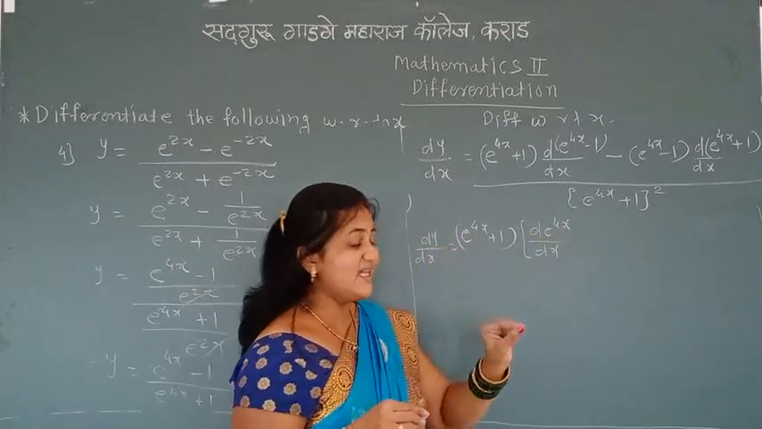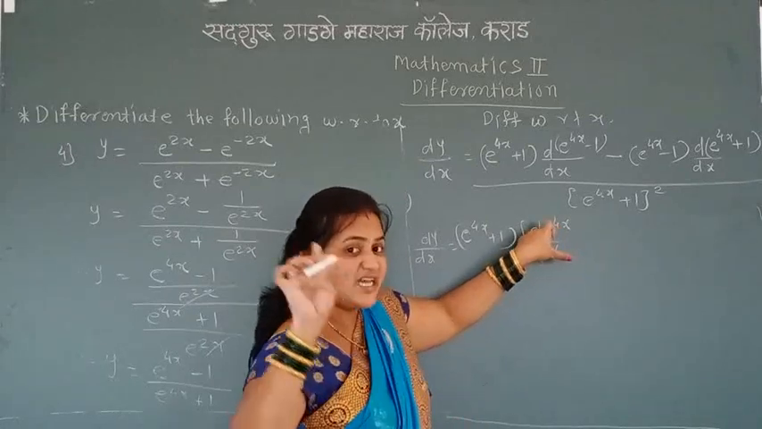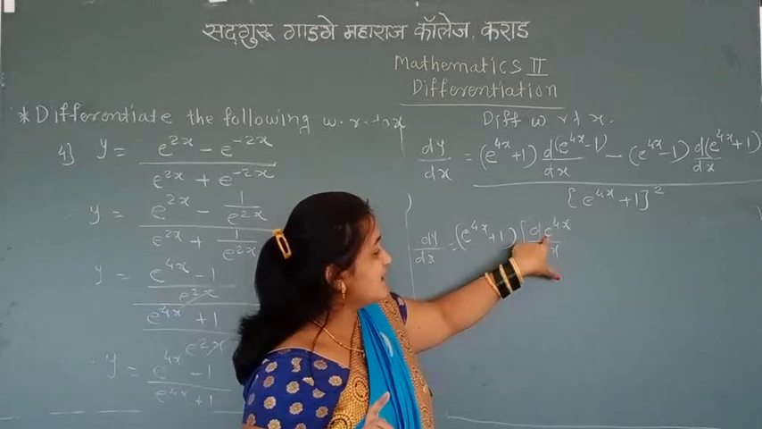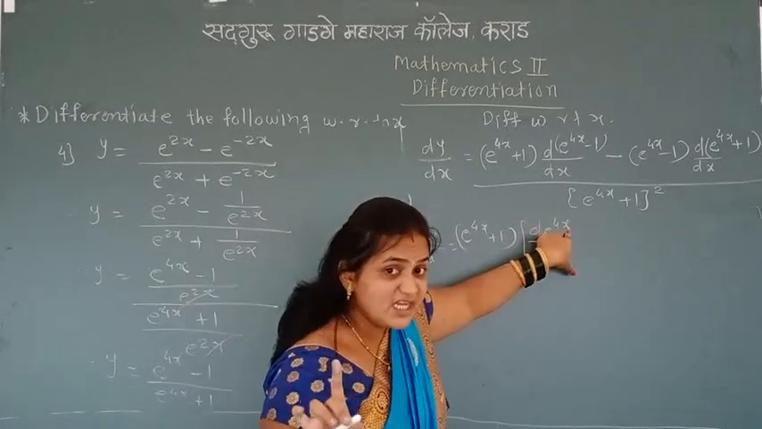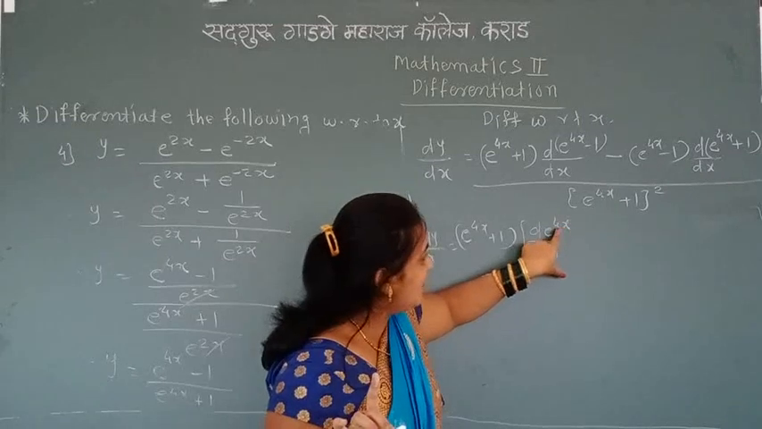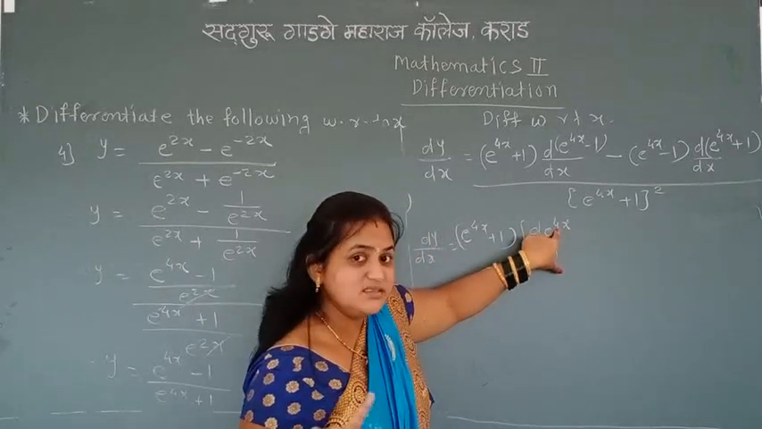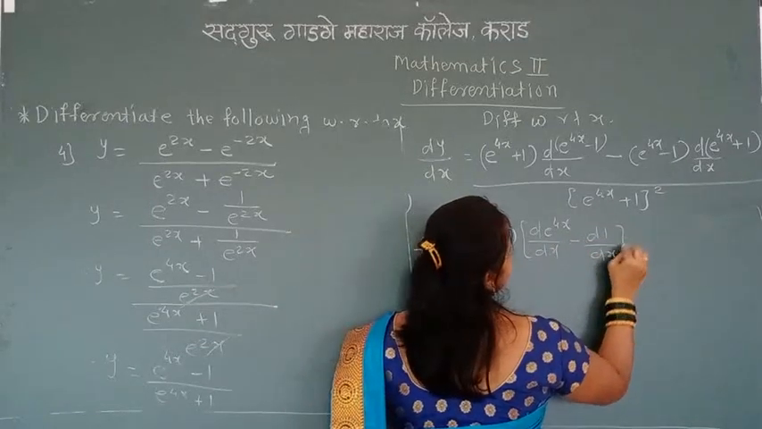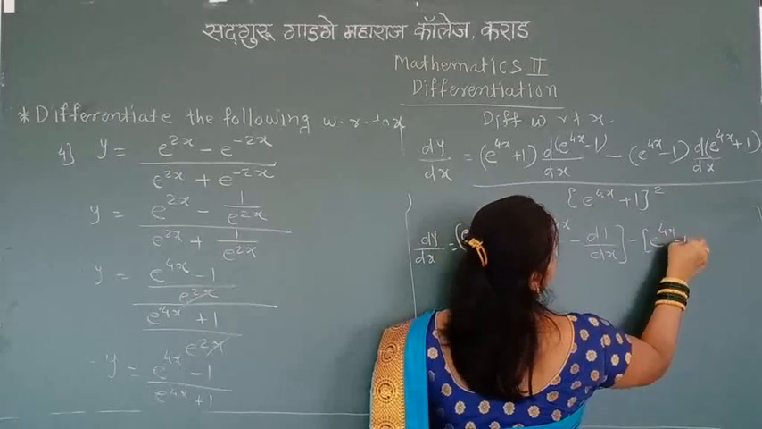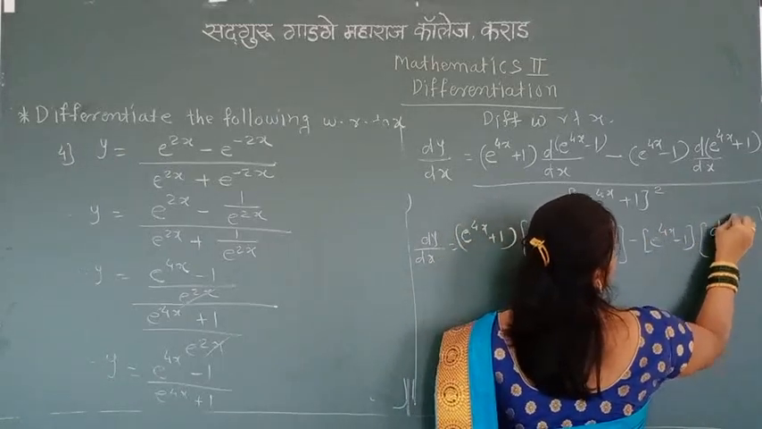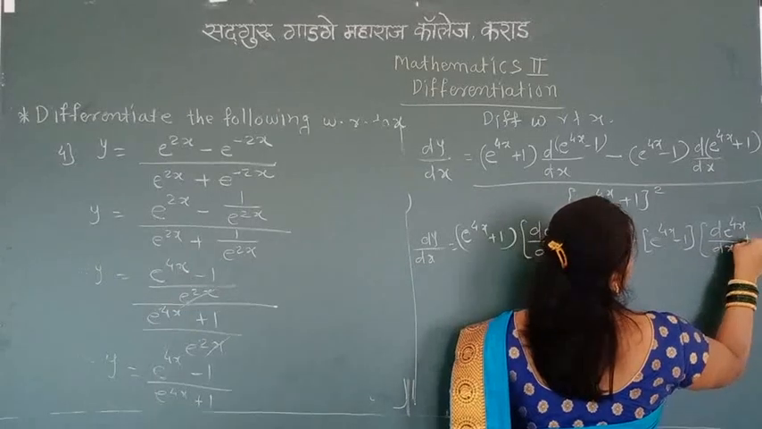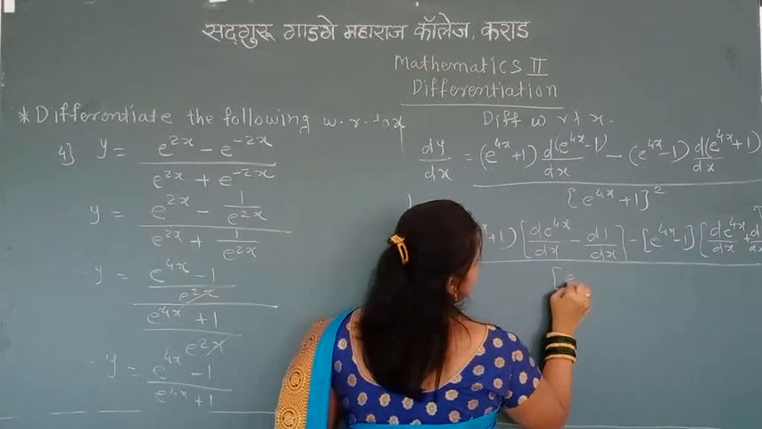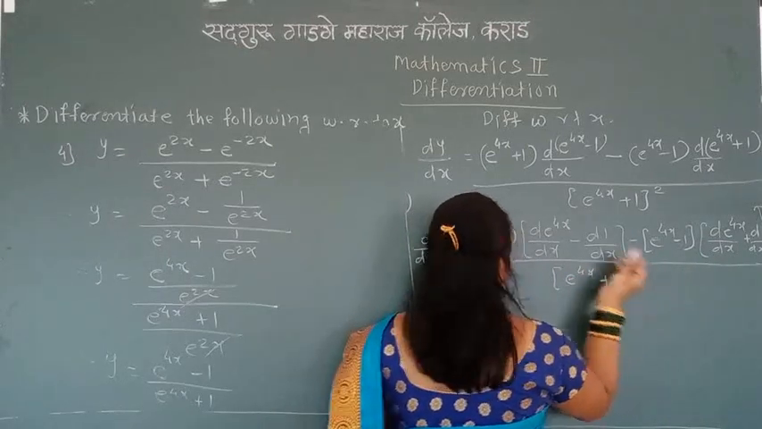So first we find the derivative of e raised to 4x, which is e raised to x. What is the derivative of e raised to x? e raised to x. So same here, the derivative of e raised to 4x is e raised to 4x, but again we find the derivative of 4x because this is a composite form. So minus, derivative of what with respect to x, minus e raised to 4x minus 1, derivative of e raised to 4x with respect to x plus derivative of 1 with respect to x, divided by e raised to 4x plus 1 whole square. Now simplify.